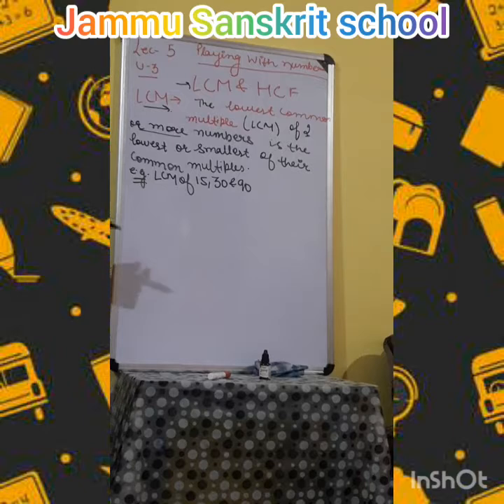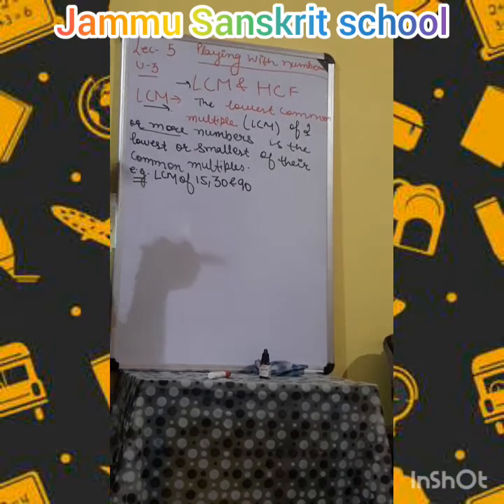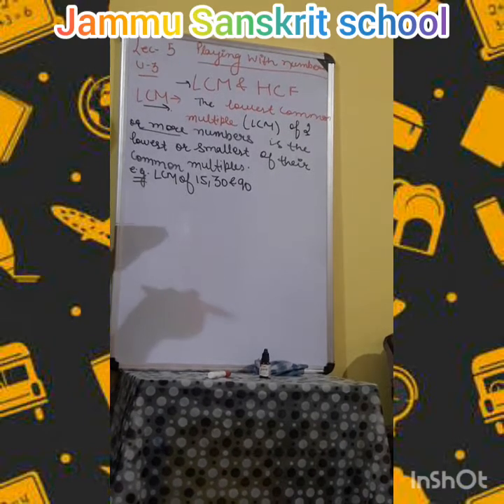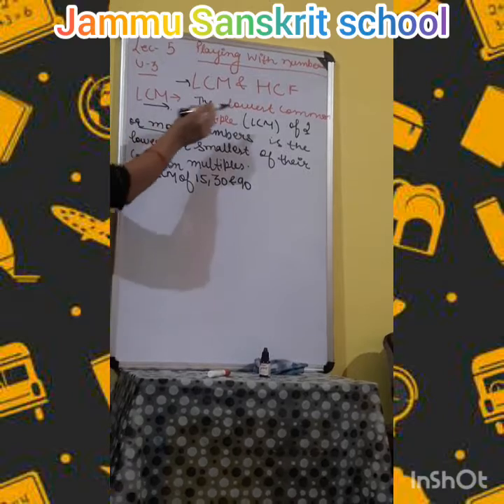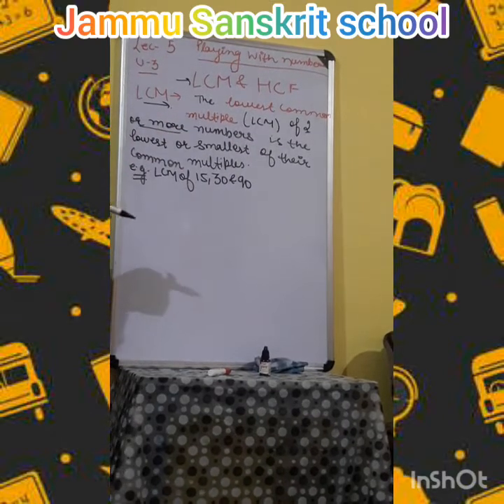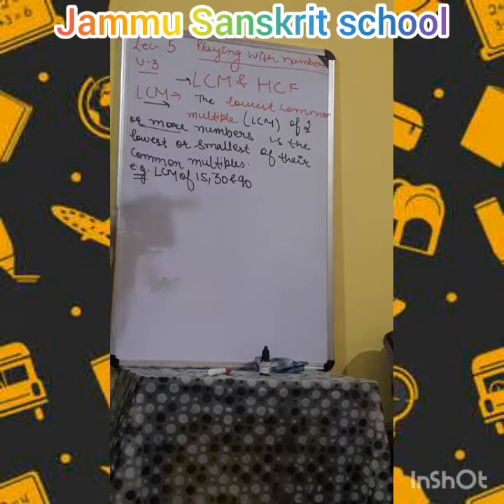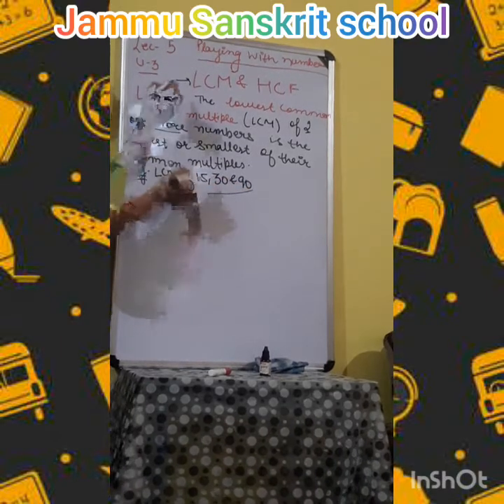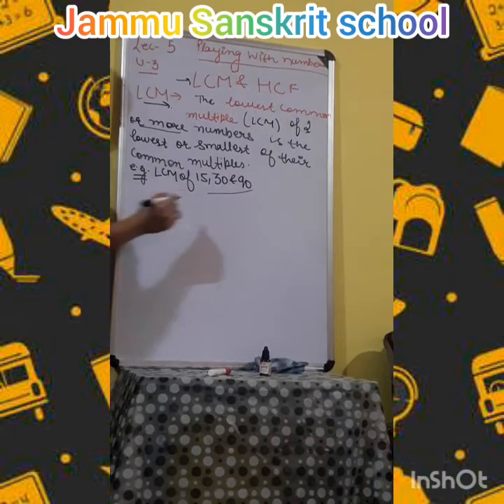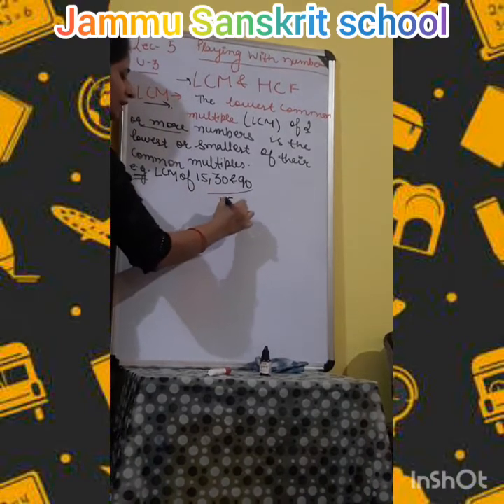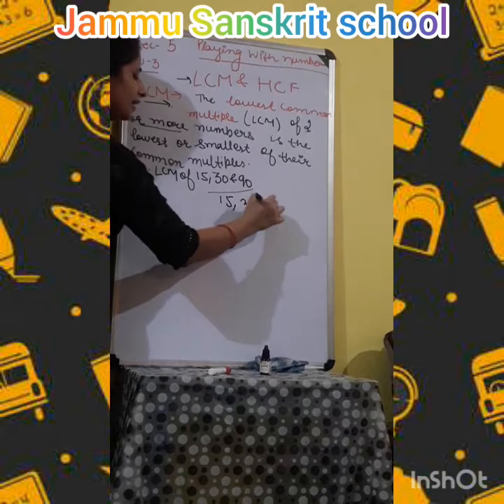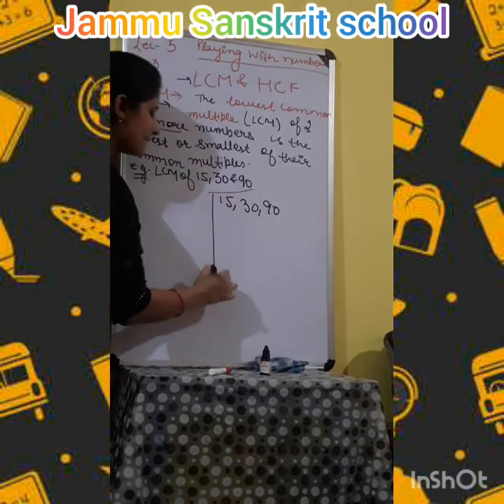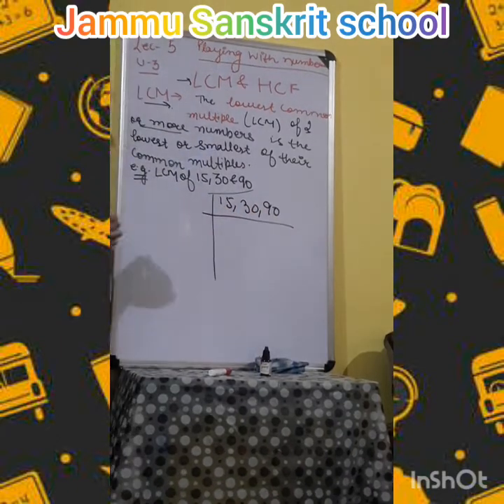Okay, what is LCM? LCM is the least common multiple, or you can say lowest common multiple, of two or more numbers, which is the smallest among the multiples. Suppose we have three numbers and we need to find the LCM of these three numbers. What you'll do is form a table: 15, 30, 90. You'll start with the smallest number.